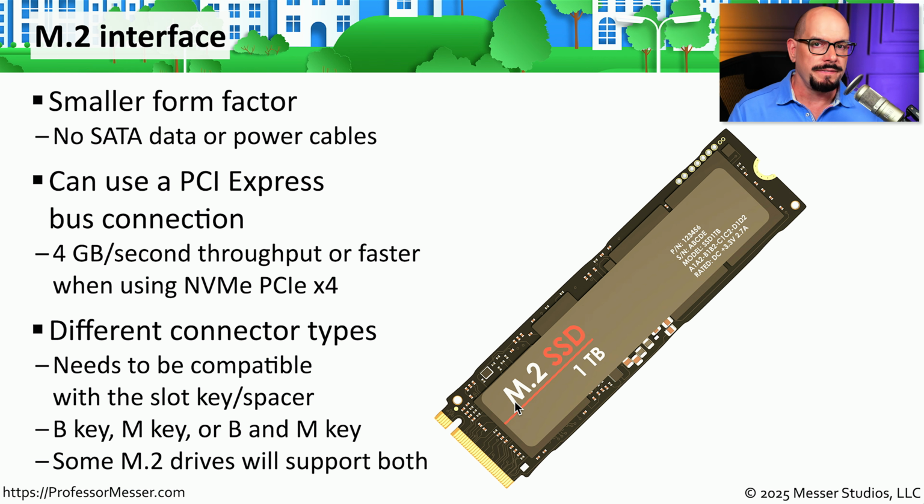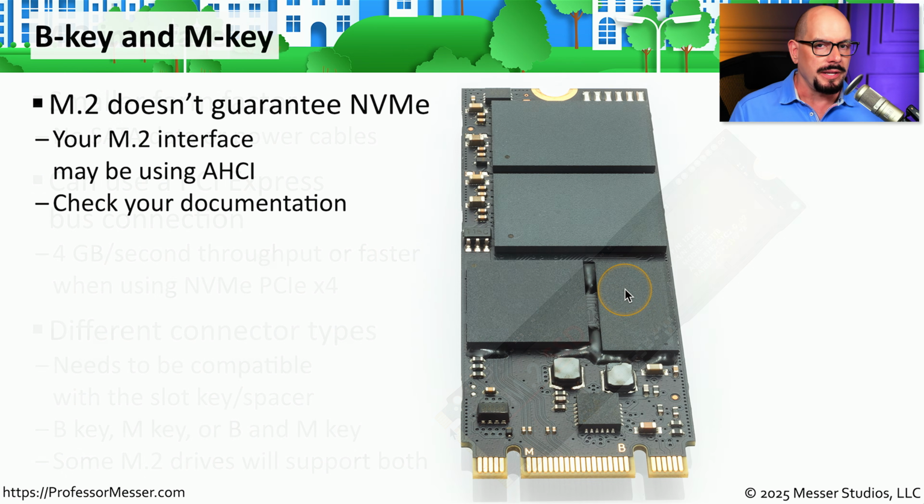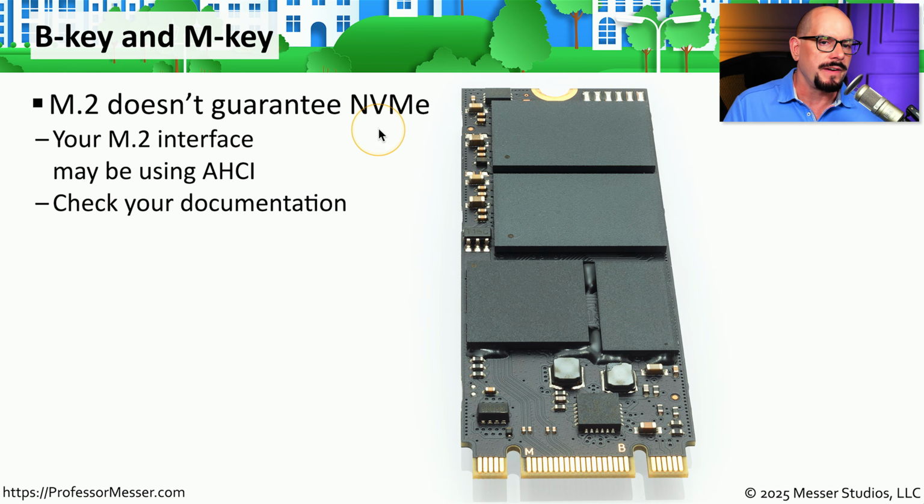Different M.2 interfaces will support different types of connectivity, and the way that we differentiate between these capabilities are with small keys that are associated with the drive connection itself. If you look at the end of the drive, there'll be a small spacer at the bottom that is called either the B key or the M key, and some M.2 drives will support both a B and an M key. Other M.2 interfaces may support the much faster NVMe interface, so it's important to know what type of interface is available on the system you're connecting to.